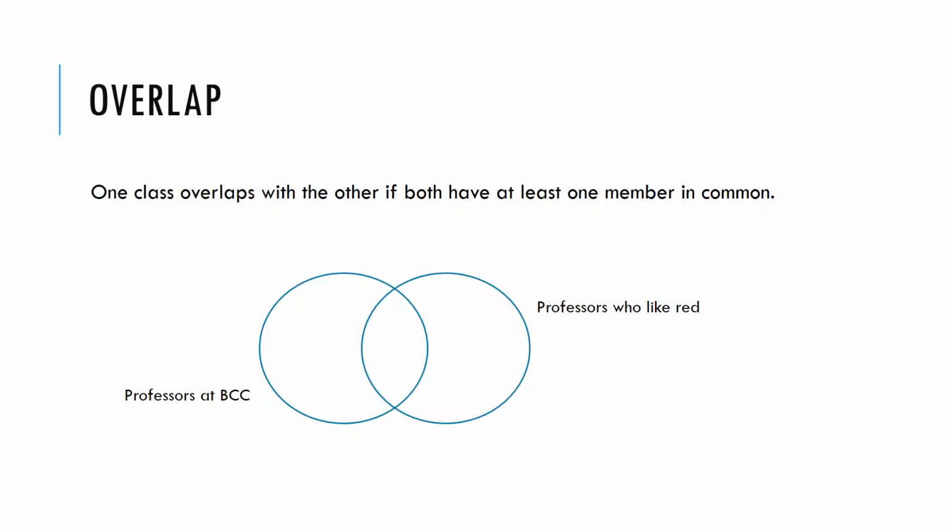The last type of class relationship is the relationship of overlap. Overlap is when one class overlaps with the other because both have at least one member in common. Let's take a look at the diagram below. You have a circle that comprises professors at BCC and another circle that comprises professors who like red. And where you see the circles overlap are all the professors at BCC who also like the color red.